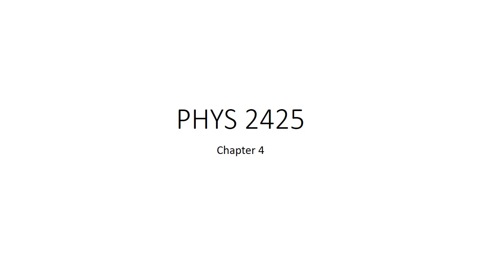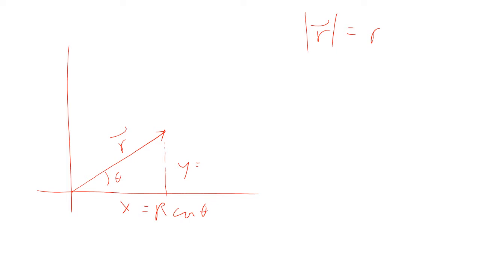So chapter 4 introduces us to two-dimensional motion. We start off by imagining that we have a position vector. We can call it position vector r, and it's got some magnitude. So the magnitude of r, we can call that r, it's at some angle theta. And so it's got an x part and a y part. So the x part here is going to be equal to r cosine theta, and the y part is going to be equal to r sine theta.